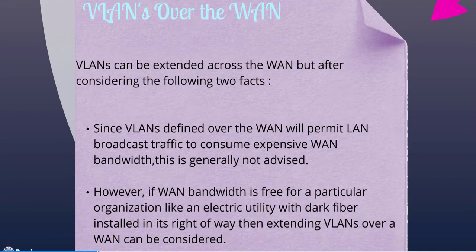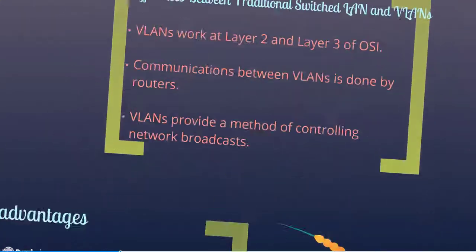Okay, VLANs over the WAN, or the wide area network. VLANs can be extended across the WAN, but after considering the following two facts. Since VLANs defined over the WAN will permit LAN broadcast traffic to consume expensive WAN bandwidth, this is generally not advised. However, if the WAN bandwidth is free for a particular organization, like an electric utility with dark fiber installed in its right of way, then extending VLANs over the WAN can be considered. We're going to have some more examples so that you'd understand that more.